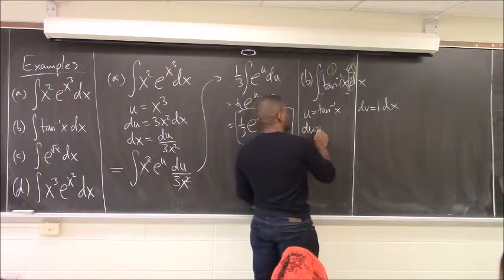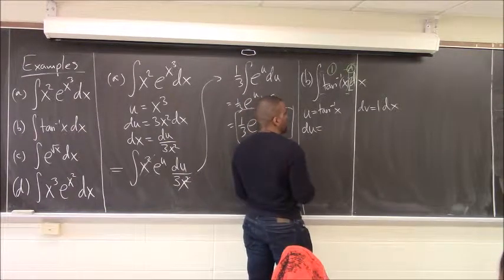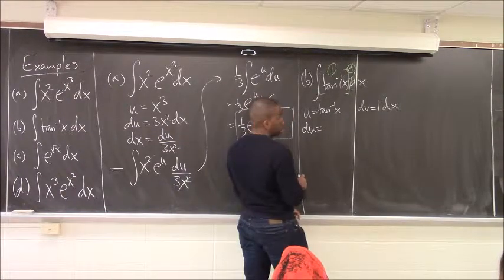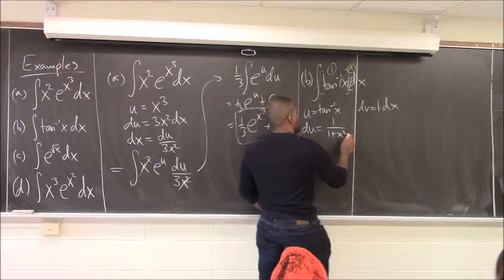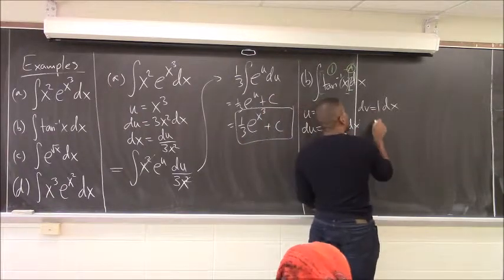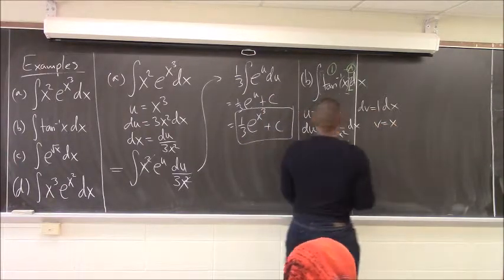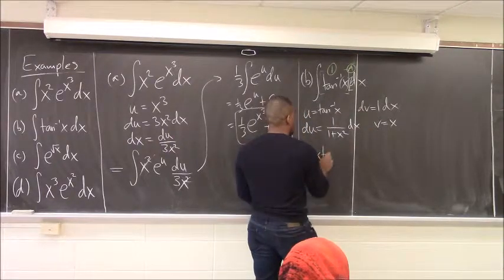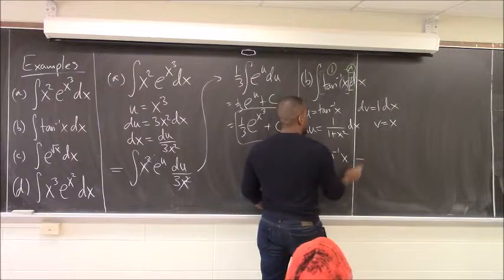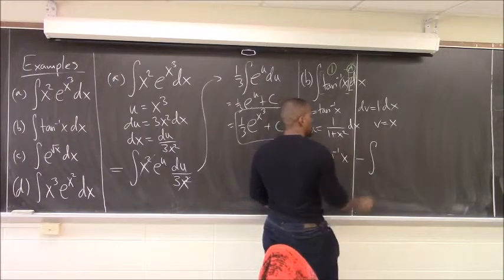Our du, what's the derivative of tan inverse of x? Yeah? 1 over 1 plus x squared. And the integral of 1 is just x. So now I would plug this in. U times v minus the integral of v du.